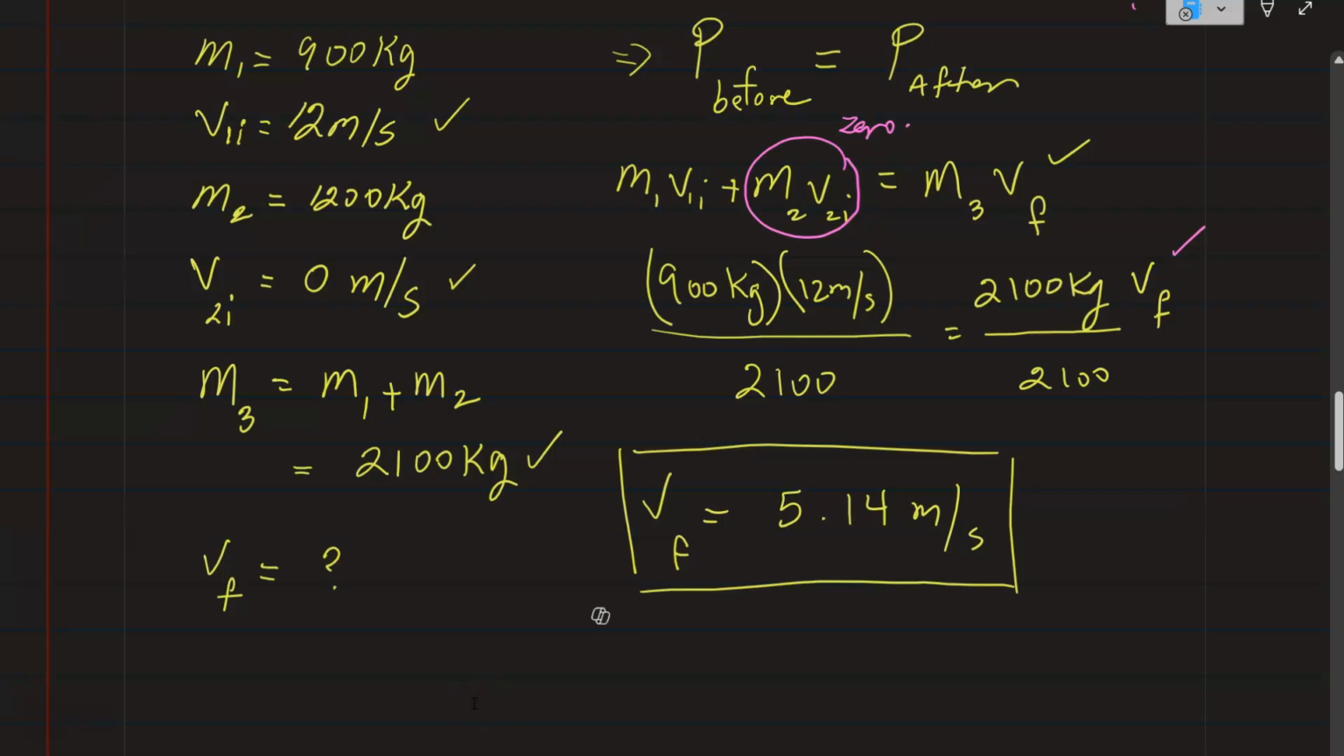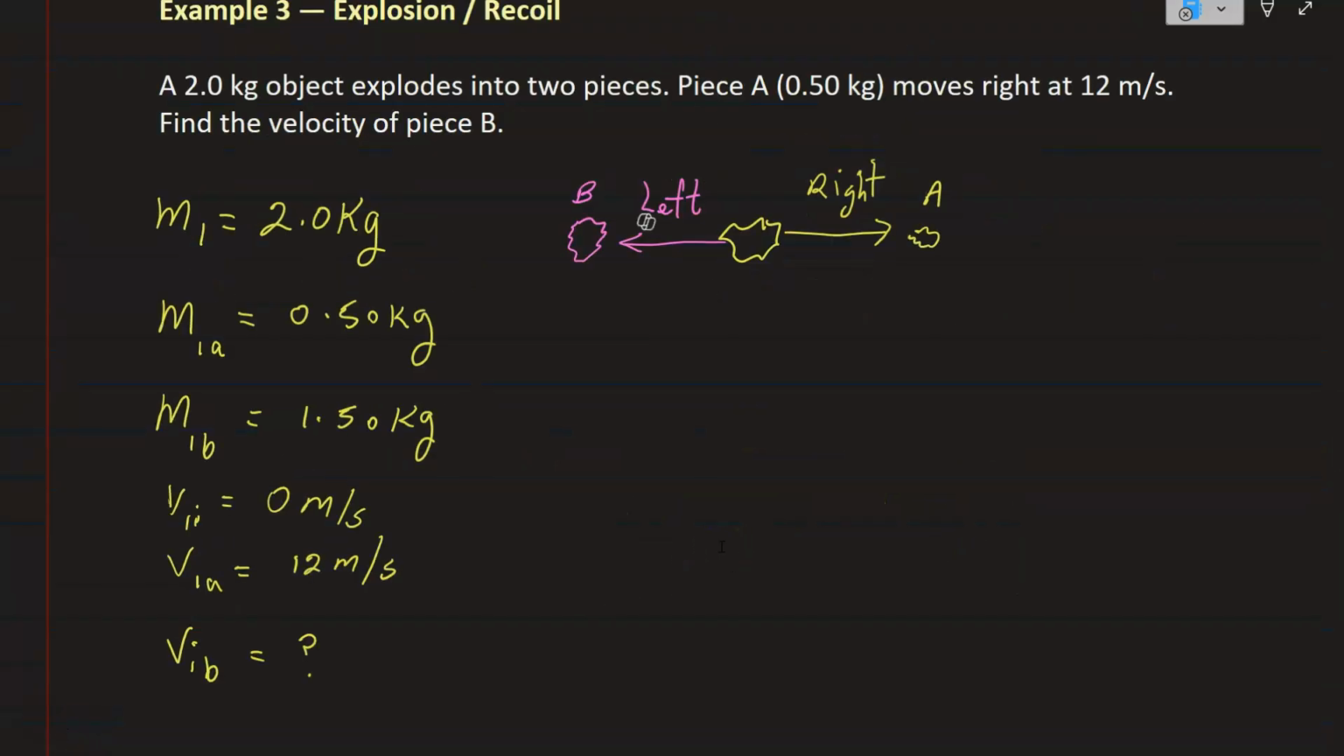All right, let's look at another question. Here is the explosion recoil problem. You've got a 2 kg object that explodes into two pieces. That means it was stationary; the object was not moving, okay? And piece A, which is 0.5 kg, moves right at 12 meters per second. So I drew a diagram here that you can see.